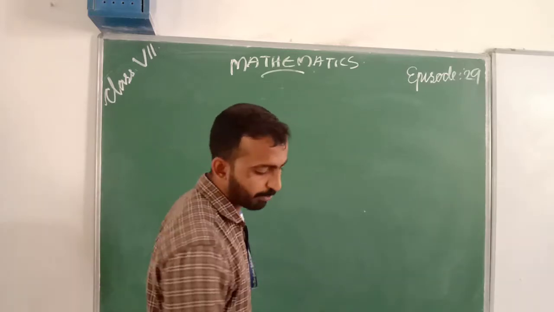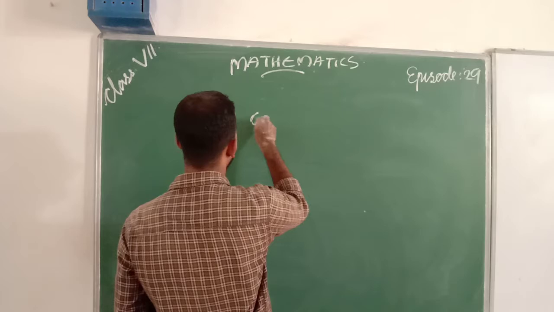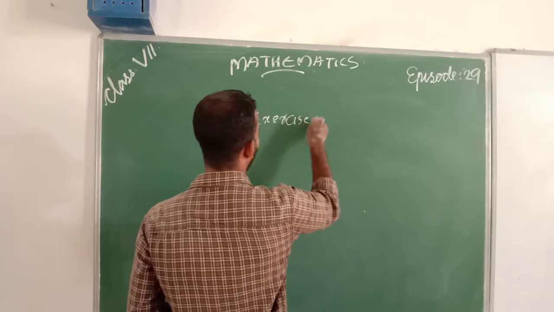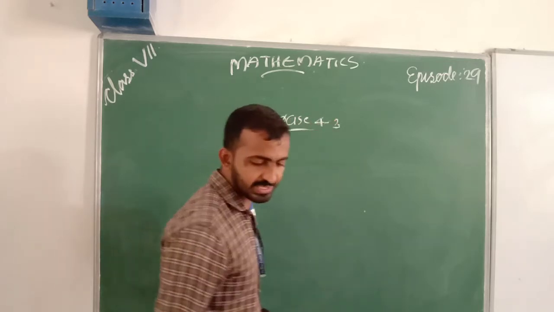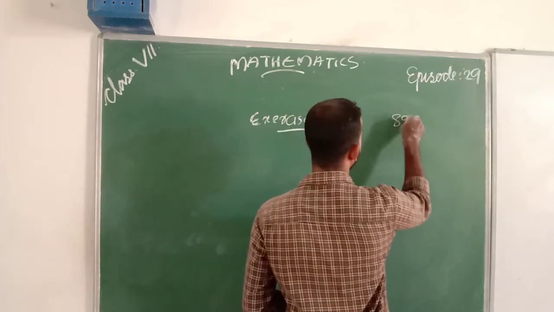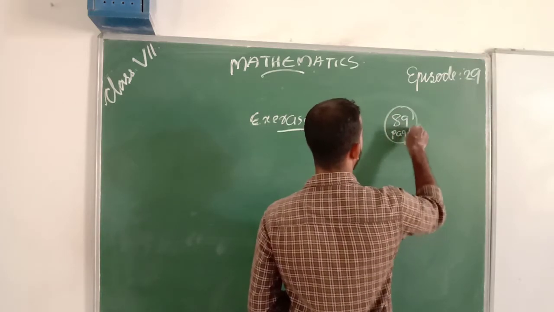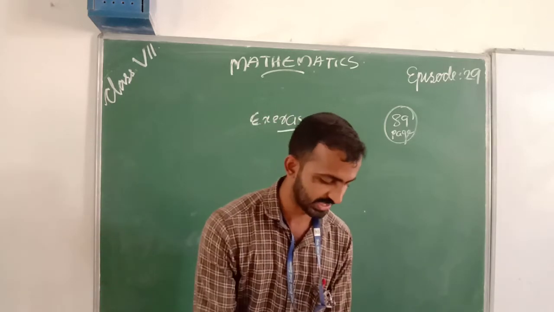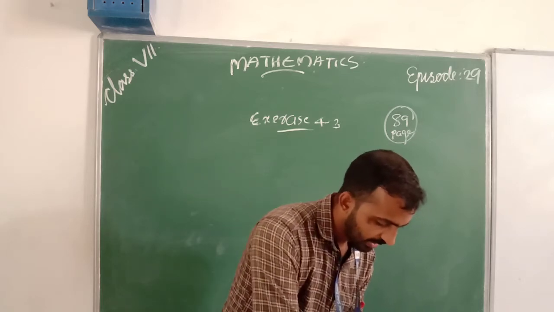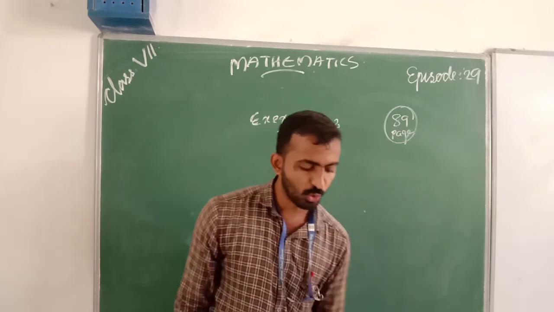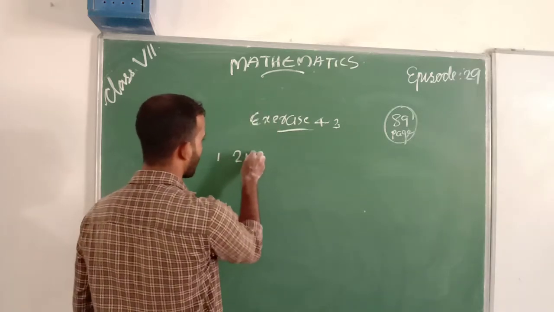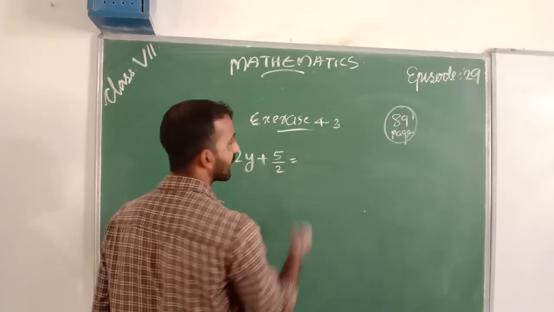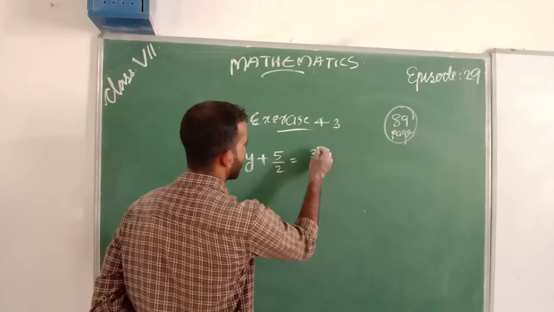That is exercise 4.3, page number 89. The first question is, solve the following equations. 2y plus 5 by 2 equal to 37 by 2.